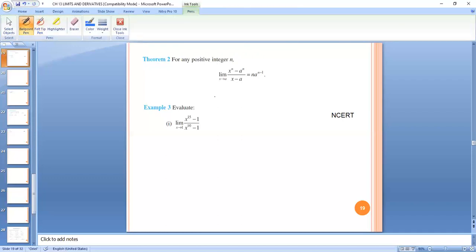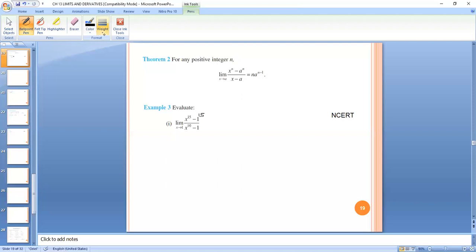For example, we have limit x tending to 1 of (x raised to power 15 minus 1) upon (x raised to power 10 minus 1). If we compare this with the formula, we have x raised to power 15 minus a raised to power n, and I can write 1 raised to power 15. In the denominator, I want x minus a, that means I should have x minus 1 in the denominator. I'm not having that right now. So what can I do to make that? We will be solving it.